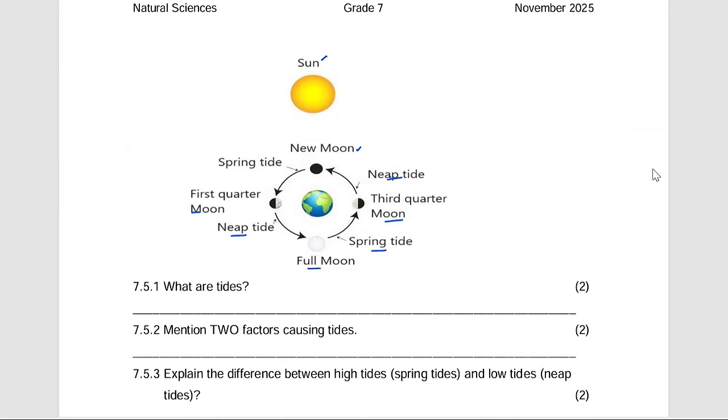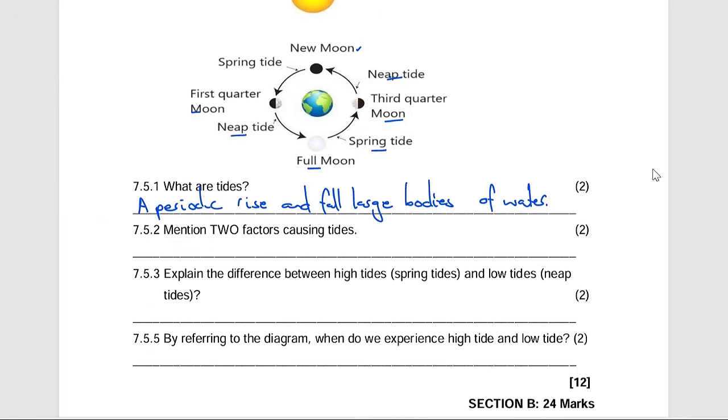So what are tides? These are the periodic rise and fall of large bodies of water. That's a tide. Then mention two factors causing tides.